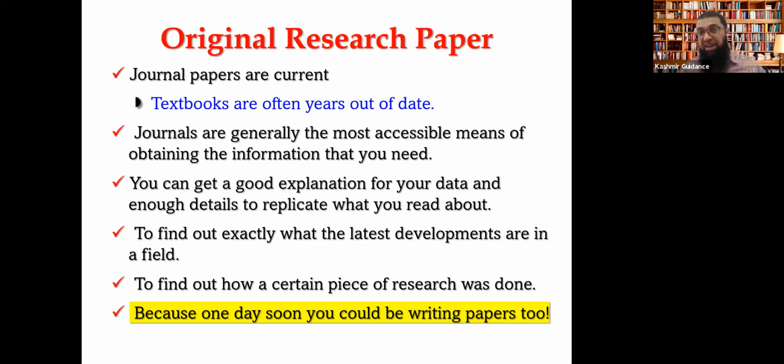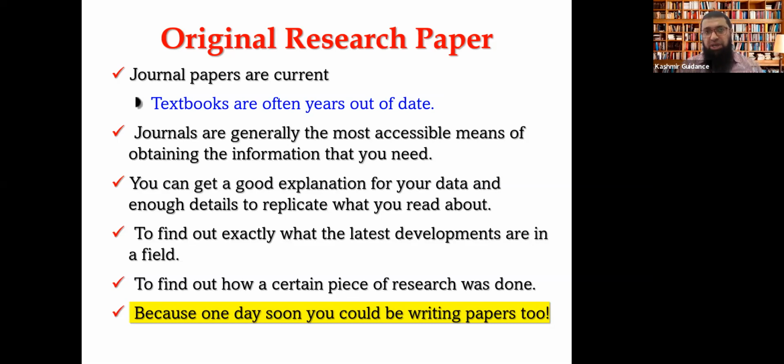Journal papers are very current, and they are different from the chapters written in books. Journals are generally the most accessible means of obtaining the information that you need, because since you are going to the research arena, and in order to understand the research arena very well, you have to write research articles yourself. So you need to understand how these research articles have been written. For that, you have to read research articles more, because they will give you more insight.